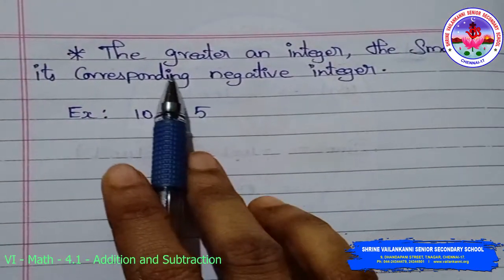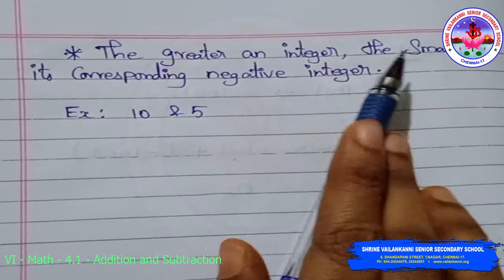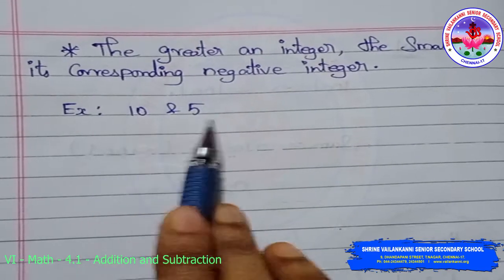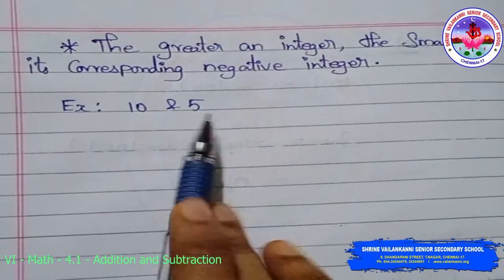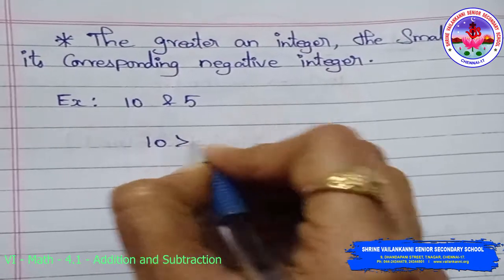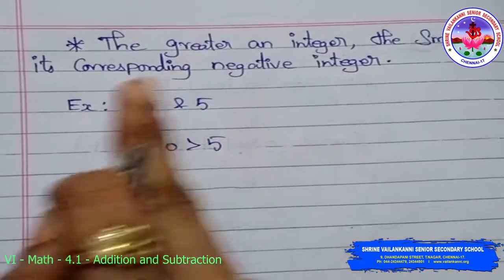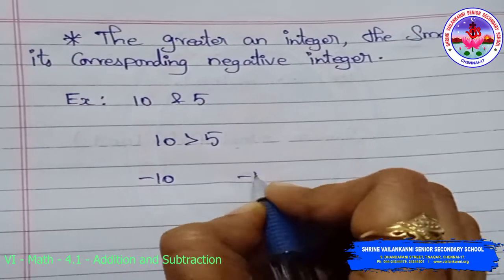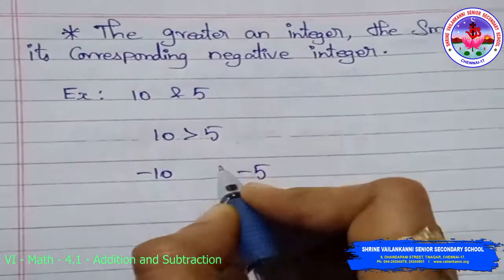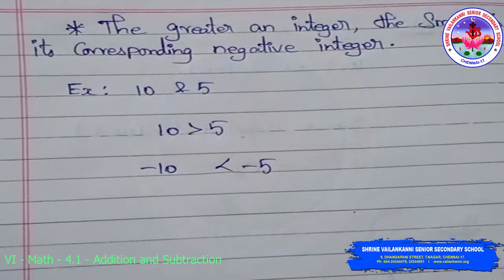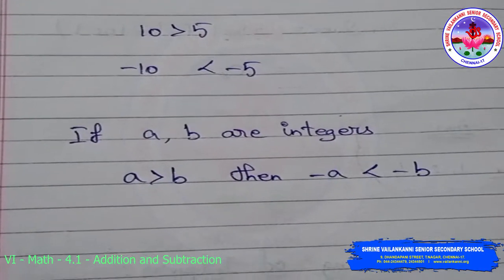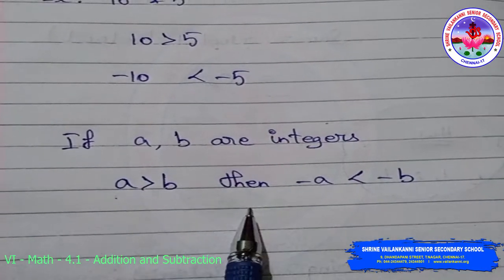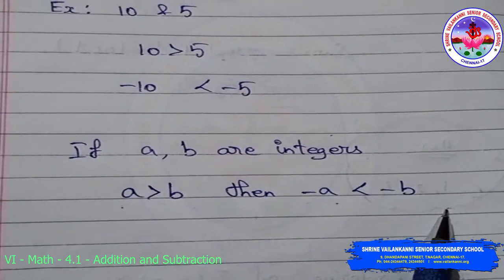Third point, the greater an integer, the smaller is its corresponding negative integer. For example, 10 and 5 are positive integers. So here 10 is greater than 5. The corresponding negative integers are negative 10 for 10 and negative 5 for 5. Here, negative 5 is greater. If A and B are integers such that A is greater than B, then negative A is less than negative B.